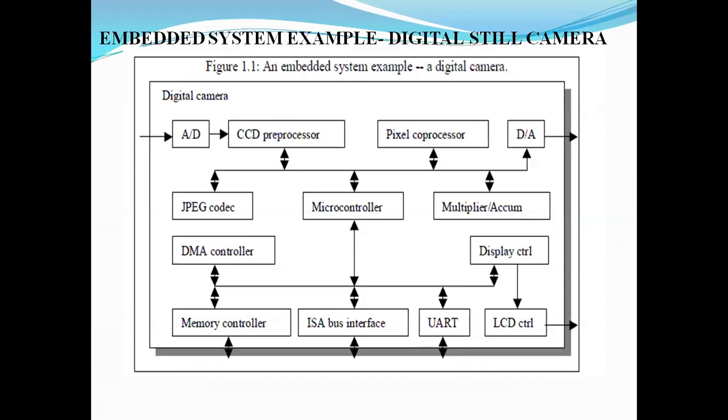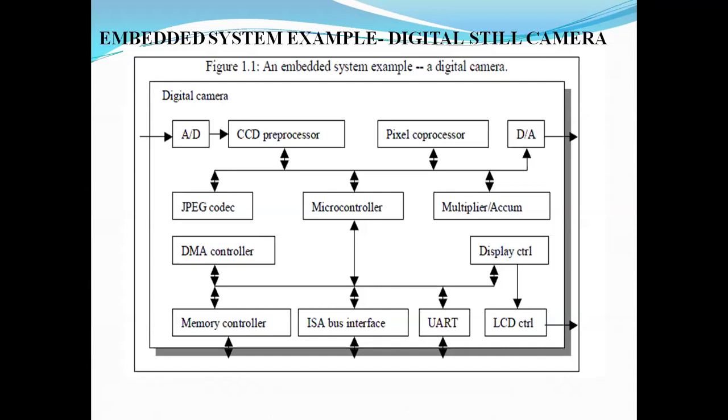The next one is the JPEG codec, which will control the compression and decompression operations of the image. The next one is the DMA controller, where all the images will be stored. What is meant by DMA controller? DMA controller means that without the microcontroller's operation, it will take over the responsibility of controlling all the operations. Likewise, the memory controller will handle all the image functionalities.